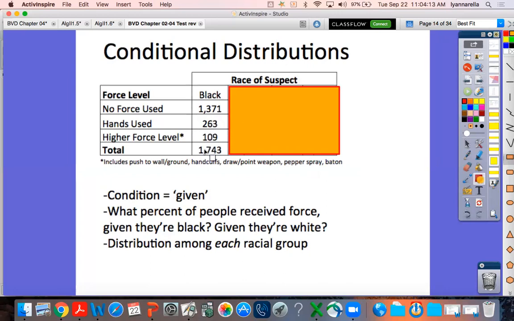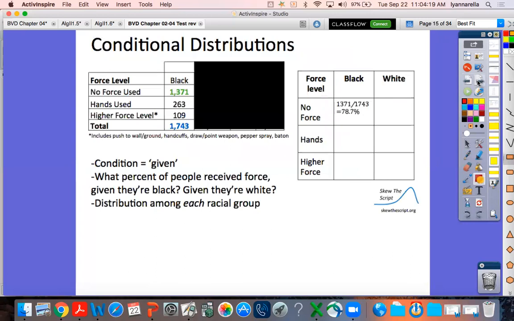The conditional of force given you're black means I'm only looking at the column that says black at the top. So if they say what percent of people received force given they're black, given they're white, given they're Hispanic, you would only look at each column one at a time. So the no force was 1,371 over 1,743. The hands-on would be 263 over 1,743, and the higher force would be 109 over 1,743.